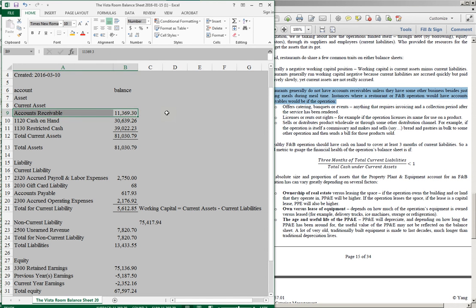Another thing that's odd about the Vista Room is that we have an accounts receivable balance, and that's because we have ancillary revenue in that we have catering and banquets and events revenue too.